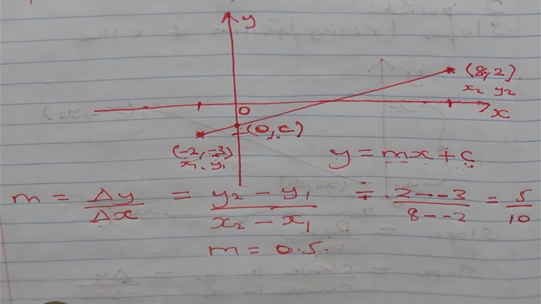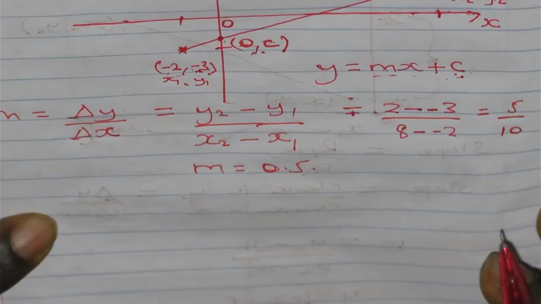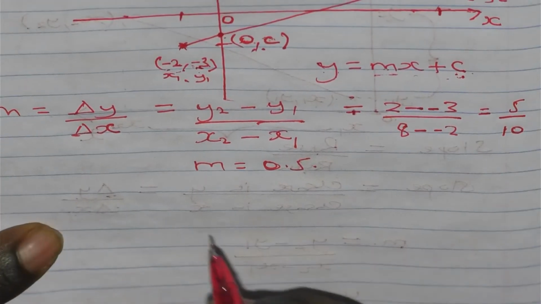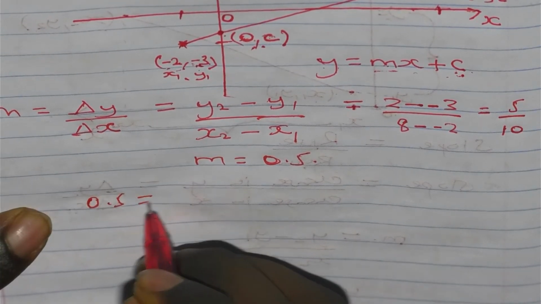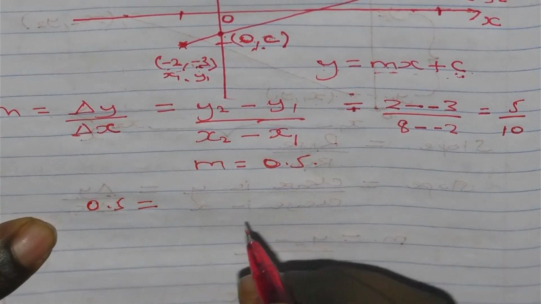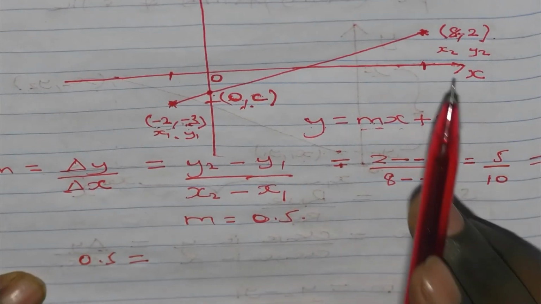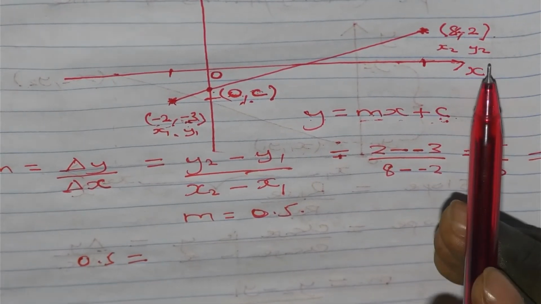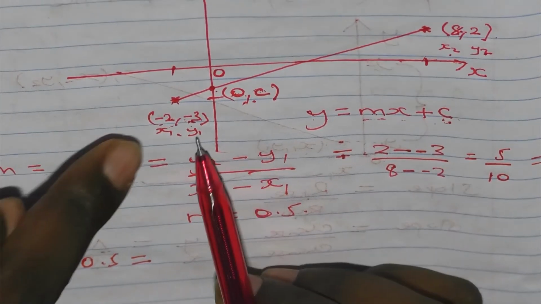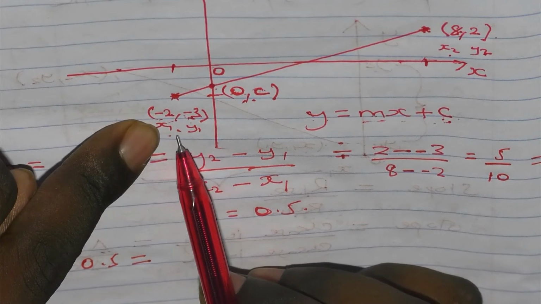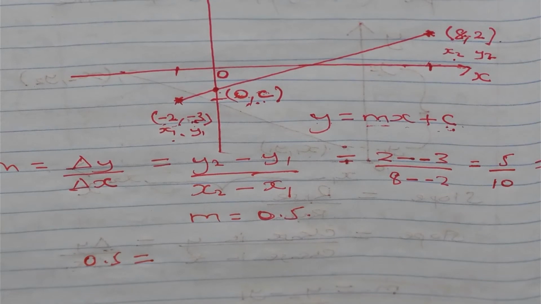So what is unknown here is only the c. We have the m, which we know is 0.5, is equivalent to our y. Let's say this is going to be our y2, right? This is going to be our x2, and now we change this from being our x1, y1, and we put it here, right? Because we want to find c. I really hope you're together.